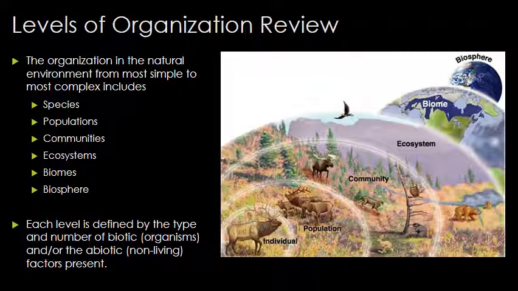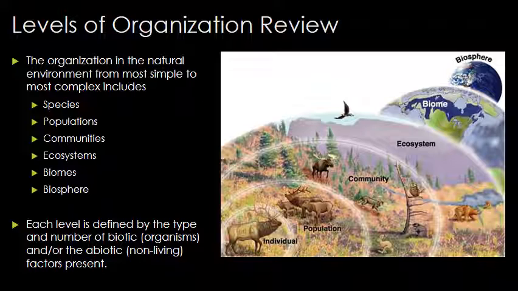You should hopefully remember the basic definitions of the levels of organization. The rest of this course is going to focus on these upper levels, species through biosphere. A species is the individual living organism. A population is all the individuals of a given species in a specific area at a certain time. Communities are all the different populations in a specific area or region at a certain time.